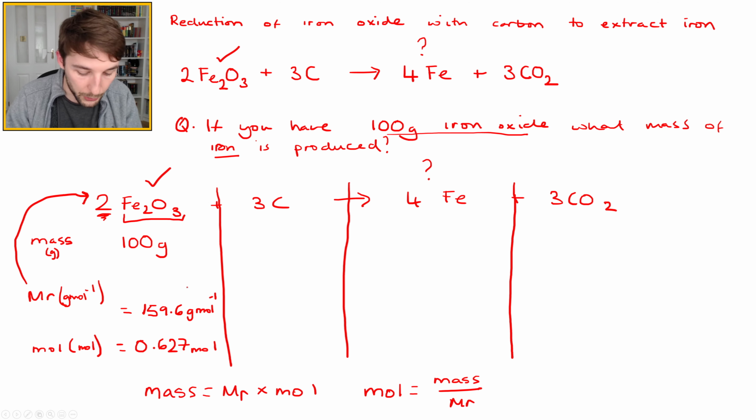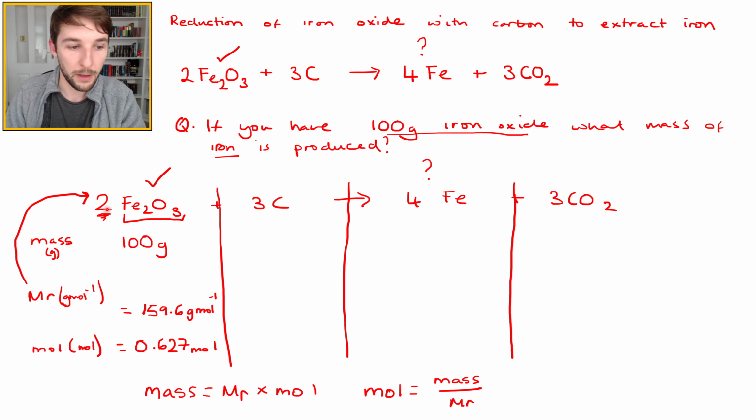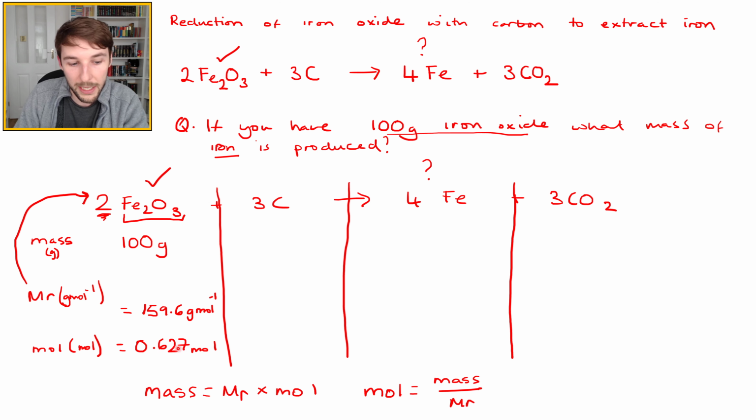Now, a minute ago, I told you to ignore the coefficient, and that's true for the MR. But the coefficient is particularly important for the moles. Okay, so we do have to apply that coefficient when we're working with moles. So this mole value here will follow the ratio of coefficients in the equation. So hypothetically, imagine this number was 1. Then this number over here would be 1.5, because the ratio of iron oxide to carbon is 2 to 3, which is the same as 1 to 1.5.